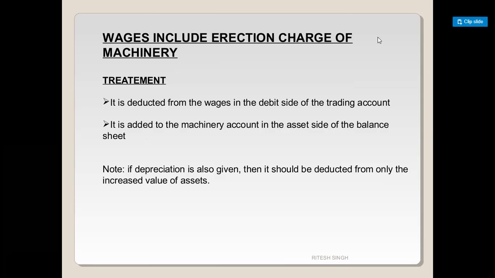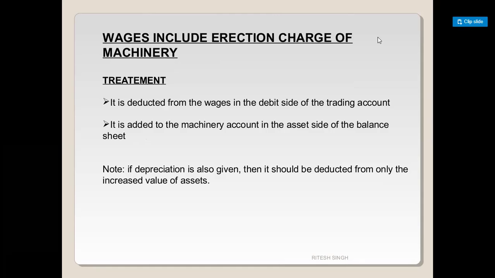Wages include erection charge of machinery. Erection charge of machinery is a capital expense. So it is not treated as a revenue expense and it should be deducted from the wages in the debit side of trading account. Again, it will be added to the relevant asset account. Here it is machinery account on the asset side of balance sheet.